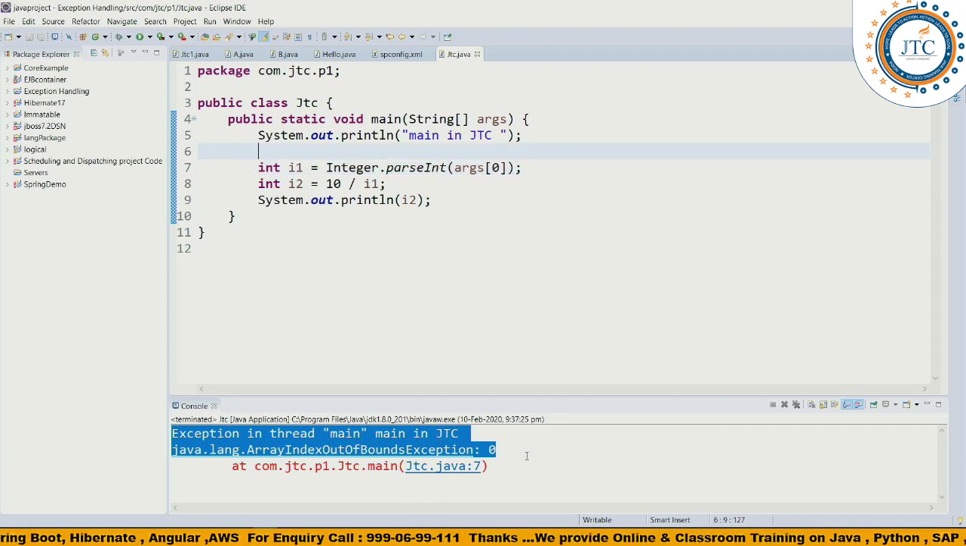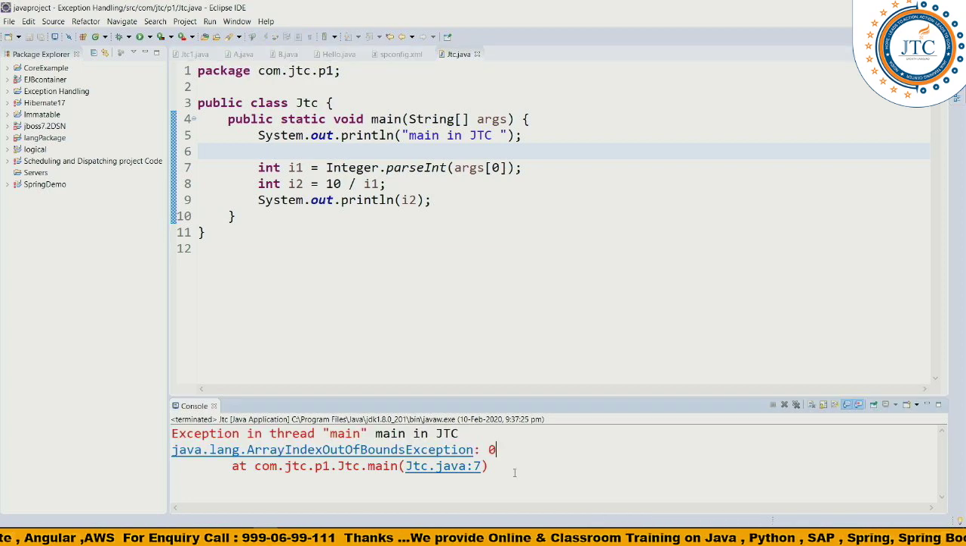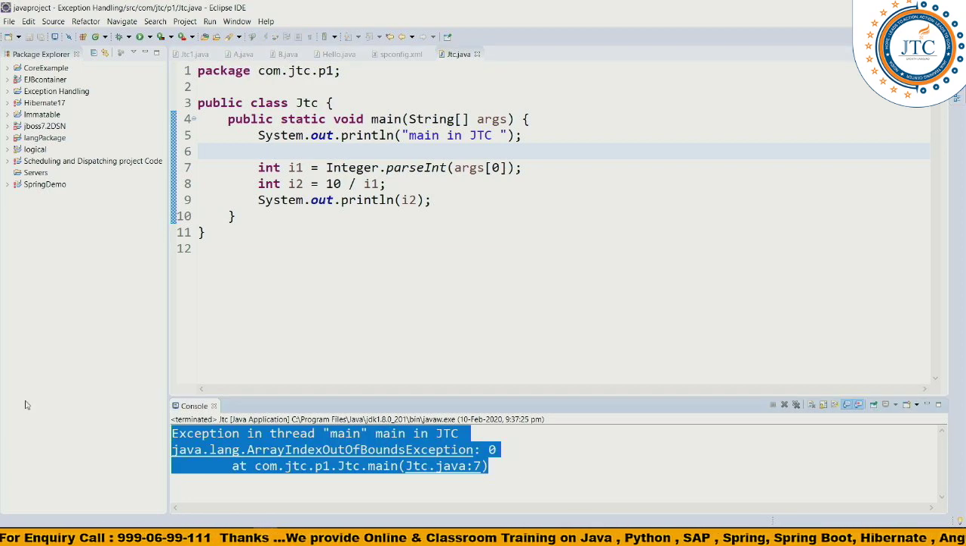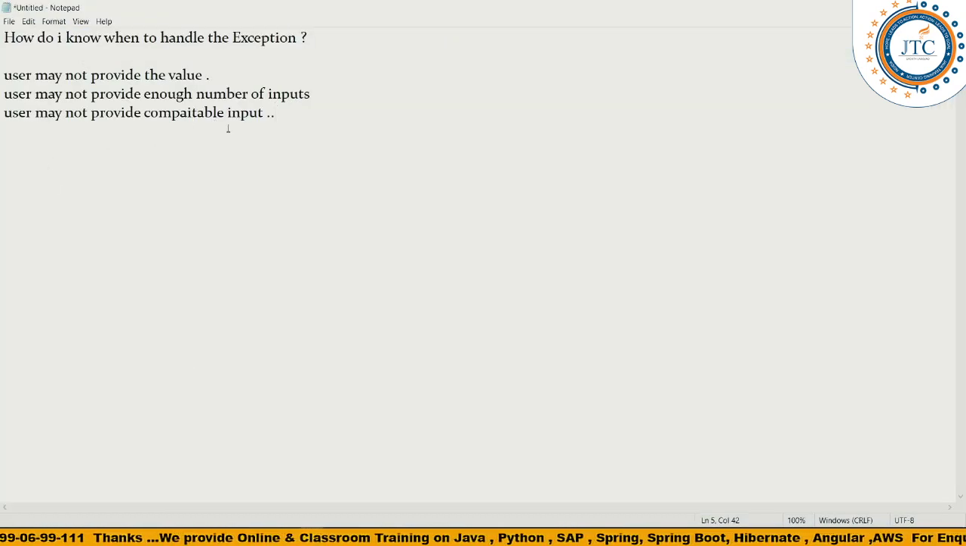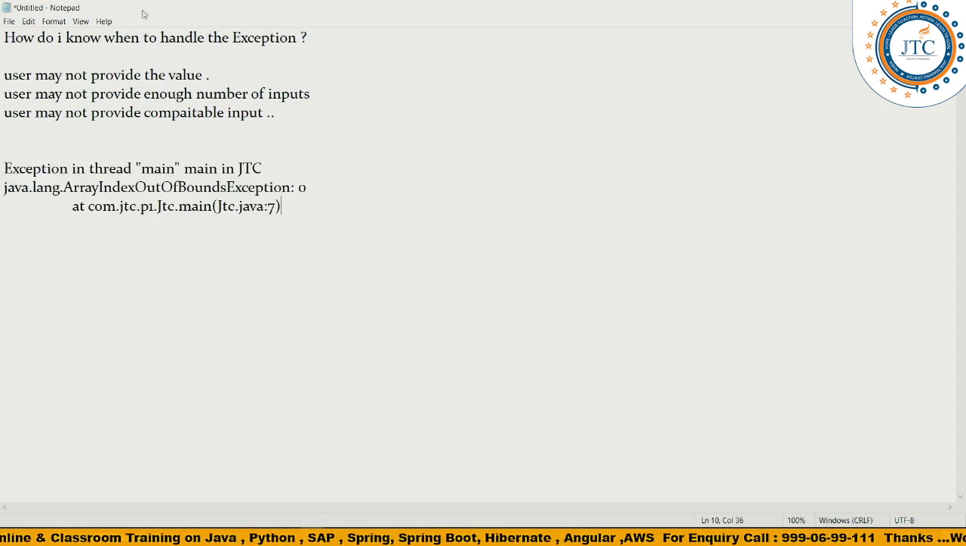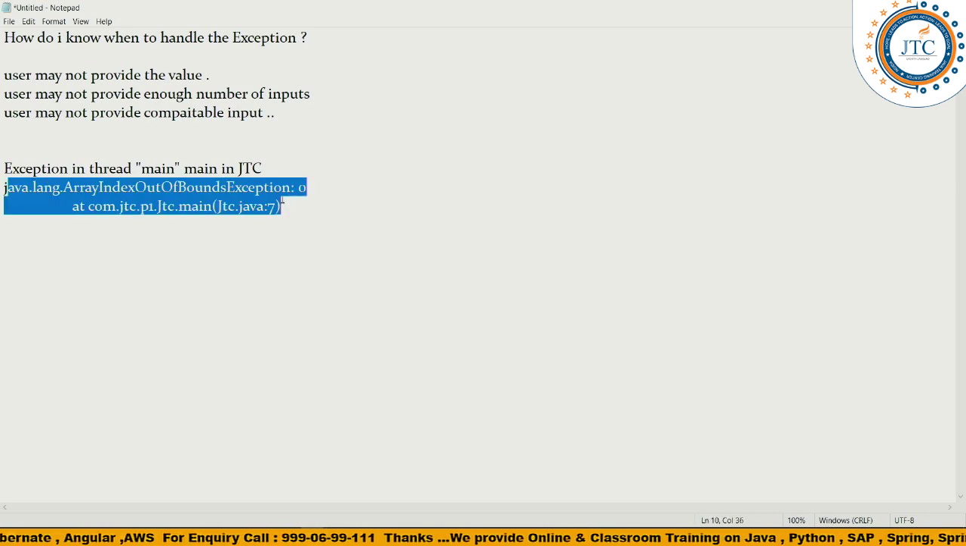This is one exception you would have seen. I'll do one thing: I'll take it out and copy it. The first one I have written here is that the user may not provide the value. So the user has not provided the value. What in this case is it giving? java.lang.ArrayIndexOutOfBoundsException, because at the 0th position you have not given anything.